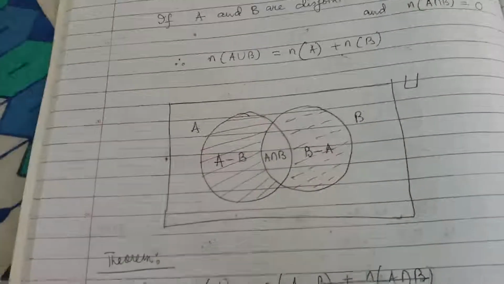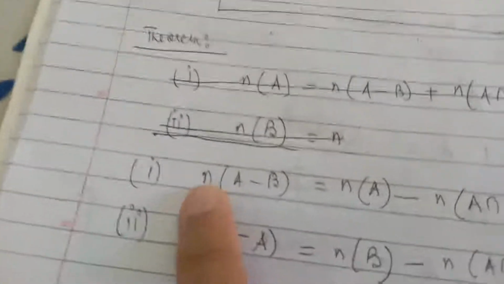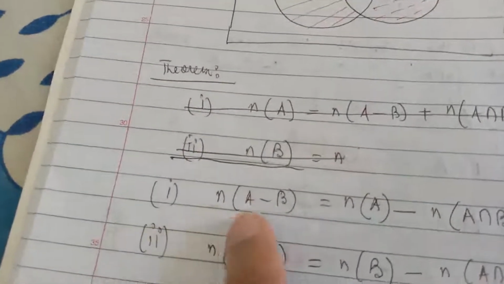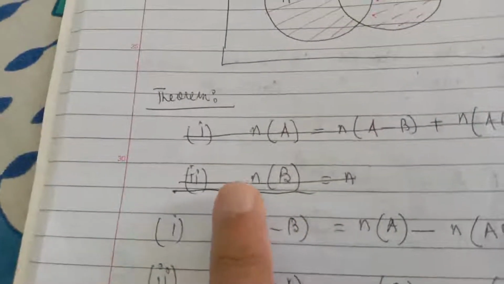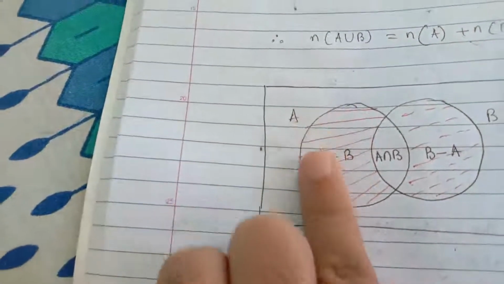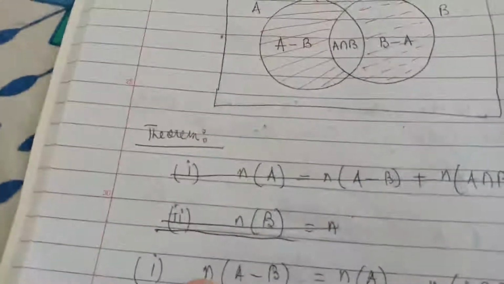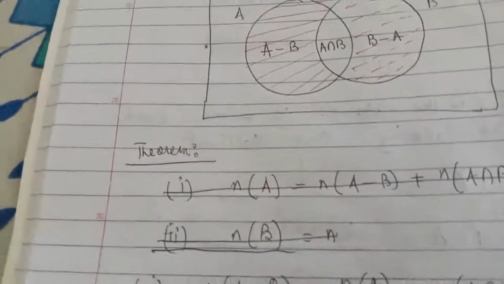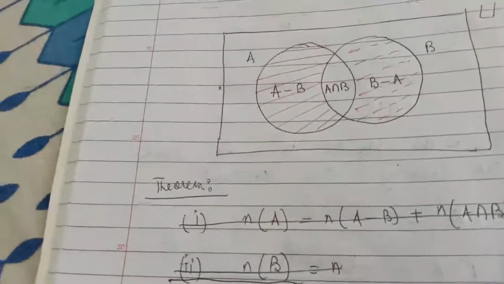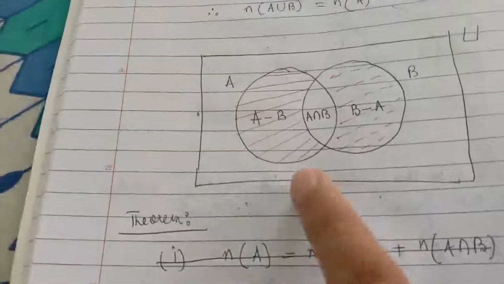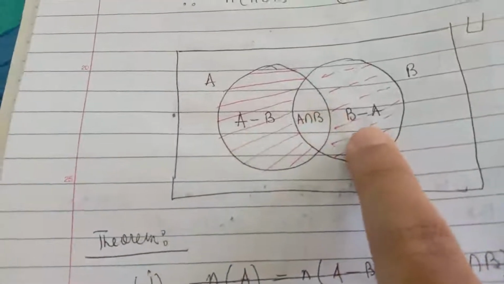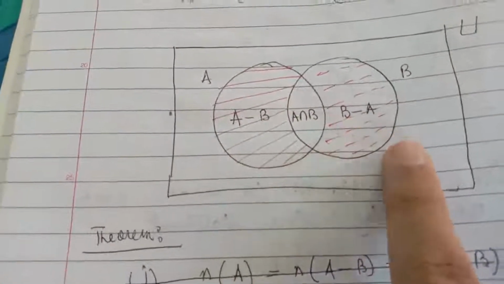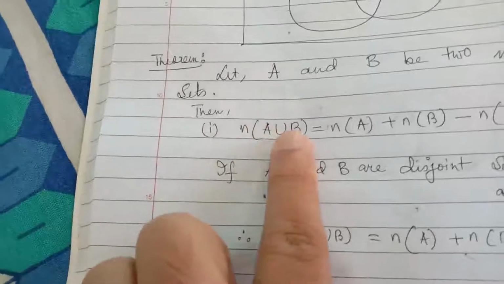Now, let us again move to this theorem, n(A minus B). What does A minus B represent? A minus B means the set of elements which are in A but not in B. You can see the set of elements which are in A but not B. We have to remember A minus B means A but not B, and B minus A means B but not A. Okay. What does A union B represent?